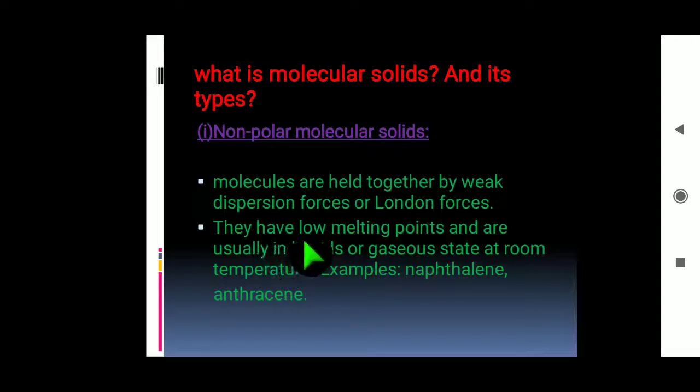The non-polar molecular solids have low melting points and are usually in liquid or gaseous state at room temperature. Example, naphthalene, anthracene. Have you seen naphthalene ball? The naphthalene ball has these characteristics.